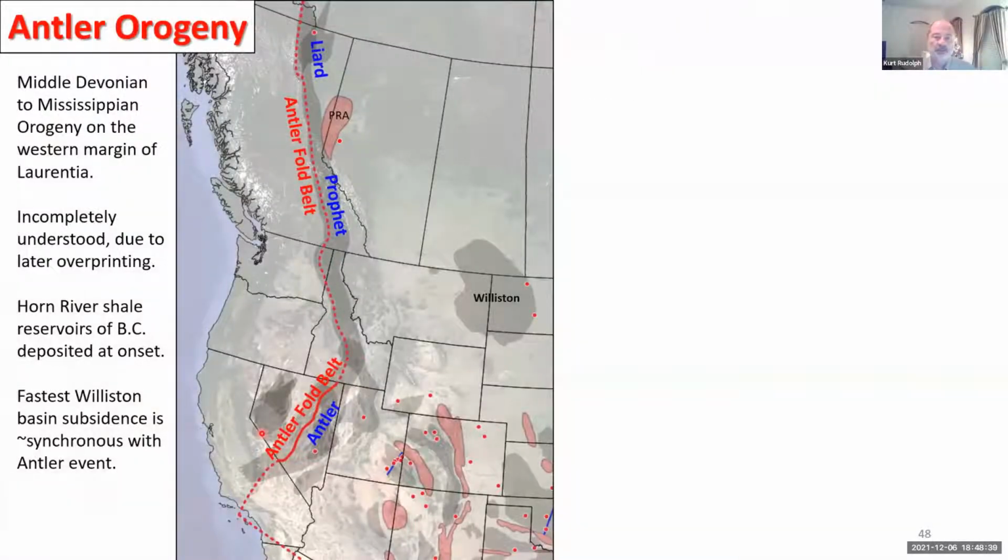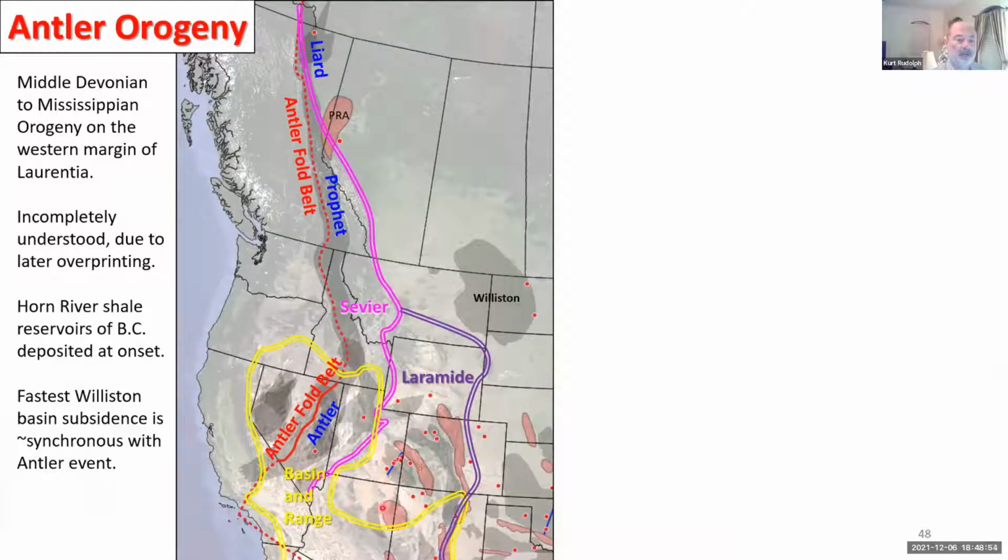And then I'm going to close real quick with the Antler orogeny, the most poorly understood. It's Middle Devonian to Mississippian on the western margin. And the real issue here is that there's all this later overprinting of the Sevier and the Laramide, and then of course the Basin and Range. And so this foreland has all been hammered by Cordilleran and later Basin and Range deformation, with the exception of the Liard Basin here.